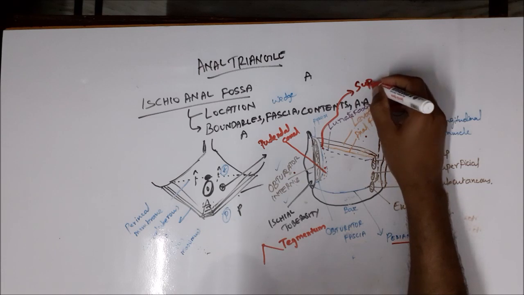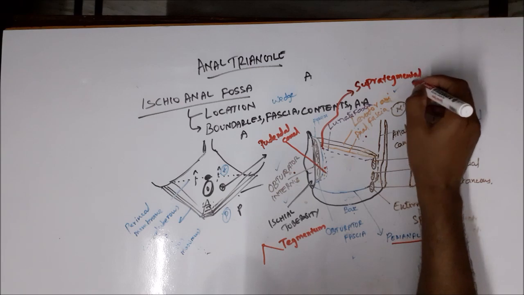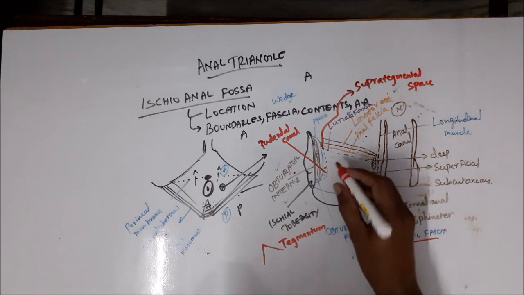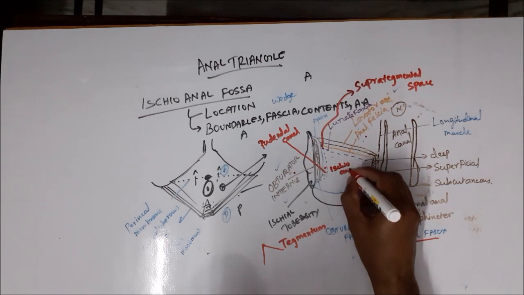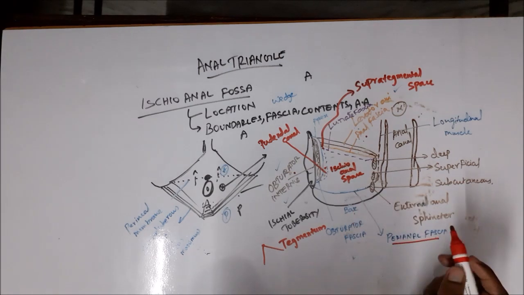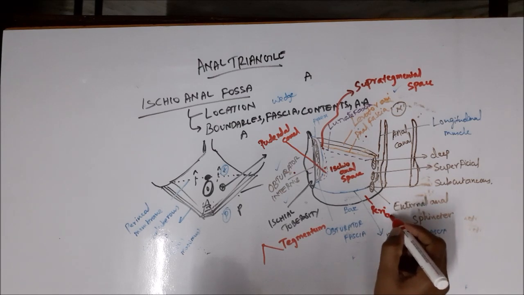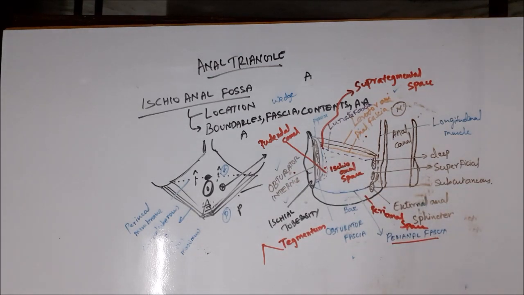This is lying above the tegmentum, that's why you are calling it the supratendinous space. And the space between the lunate fascia and the perianal fascia is actually the ischioanal space proper. And the space below the perianal fascia, you are calling the perianal space. So this entire thing, the ischioanal fossa, is filled mostly with a pad of fat and some fibrous tissue.